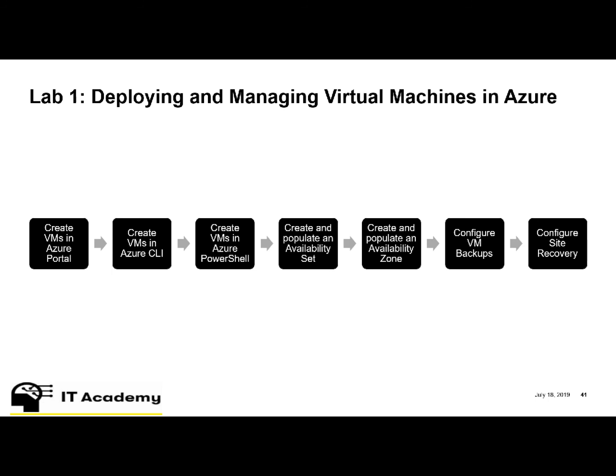We're going to do the same thing again. This time, instead of creating and populating an availability set, we're going to create and configure an availability zone. Then, once we've done that, we're going to configure an Azure Backup Vault and configure backups to virtual machines. And we're going to configure Site Recovery to replicate those machines elsewhere and to automate failover from one regional data center to its regional pair.